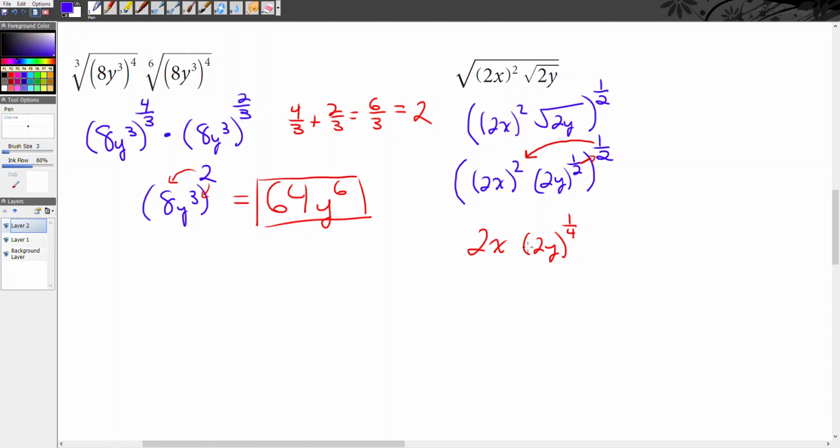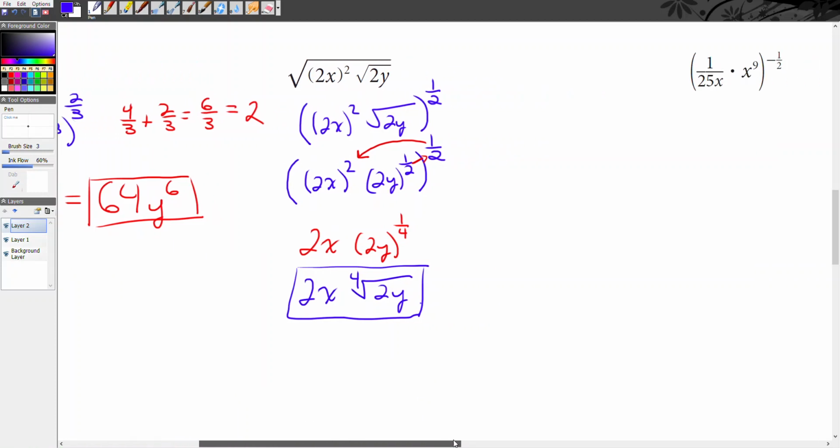Now, I'm going to stop here because I don't really want to continue, because the fourth root of 2 is an irrational number. We're trying to keep these radicals simple, so we don't want irrational numbers. So I'm going to rewrite this expression going back into radical form so that I can show this 2y to the 1/4 power. So I have my 2x, and then I have the fourth root of 2y. And so this is my radical expression in simplest form.